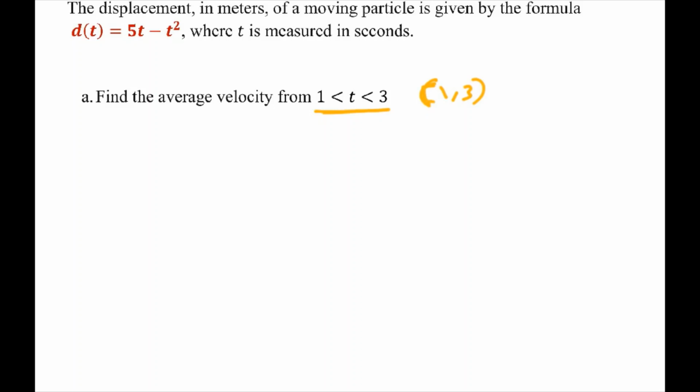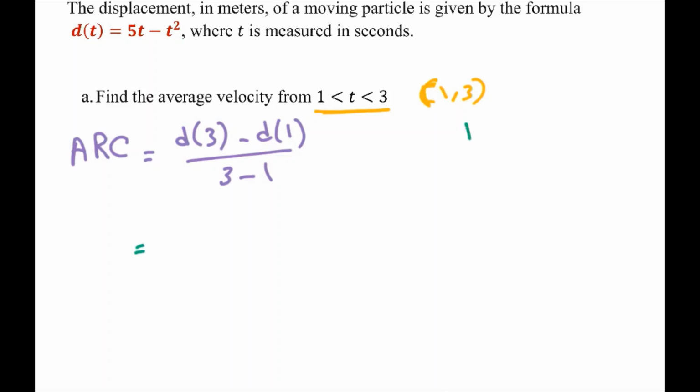Now, average velocity, since it's an interval, we know that this is going to be an average rate of change. If it is instantaneous rate of change, he will give you a specific point. Will be equal f(3), oh sorry, not f in this case, it's d. So d(3) minus d(1) over 3 minus 1. And that's equal to, so you need to find d(3), 5 by 3 minus 3 squared, which is equal to 15 minus 9. And that's going to be equal to 6.